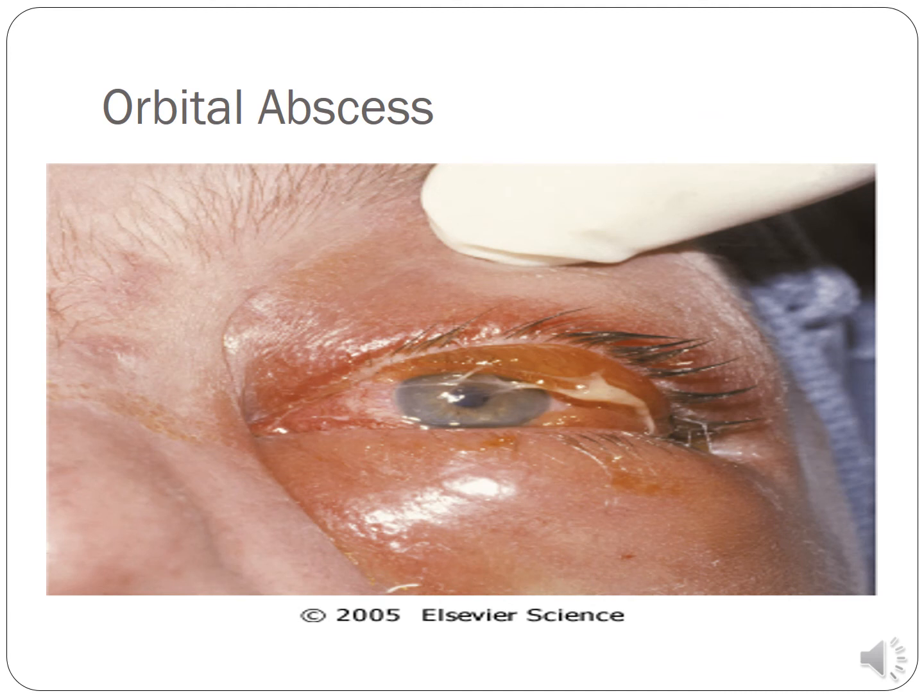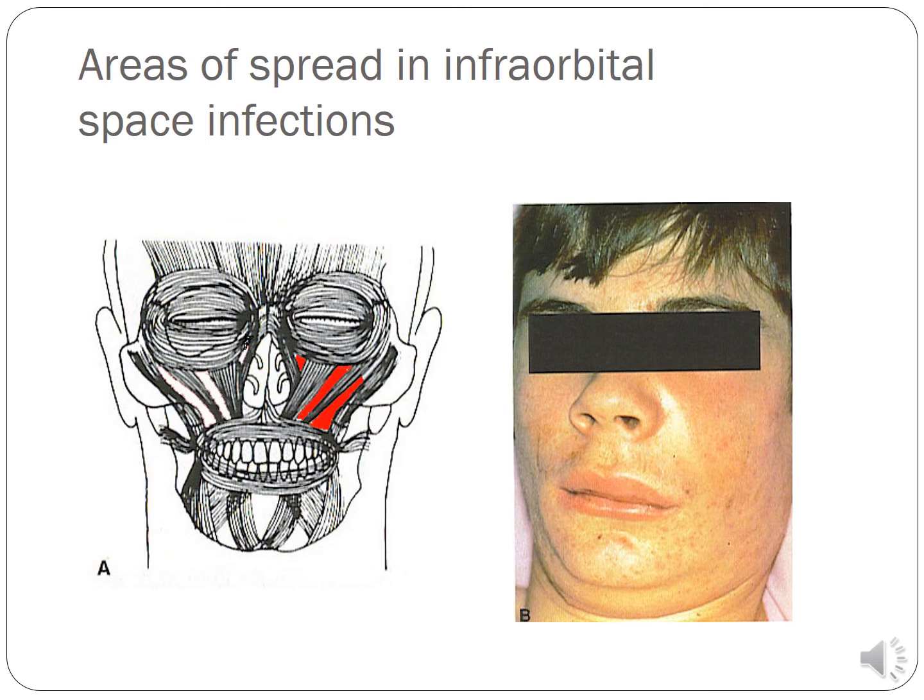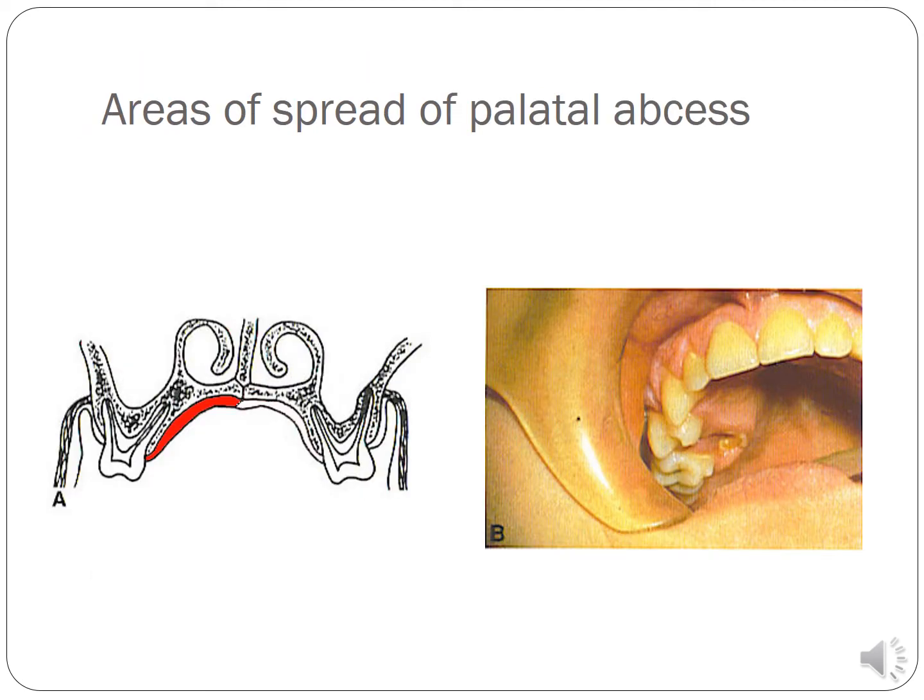This is an example of an orbital abscess which has an odontogenic cause. Look at the extent of pus that is being collected in the supraorbital area. The pus is getting drained out through the canthus. Look at that. And then the area of spread in infraorbital space infection. I have already shown you the big spaces between the muscles where infections can arise, and then it can infect the superficial areas. And then the area of spread of palatal abscess.